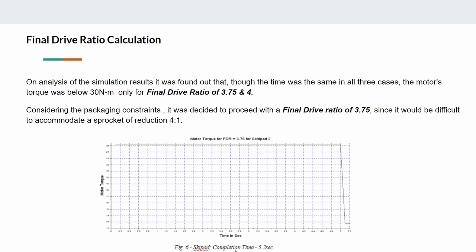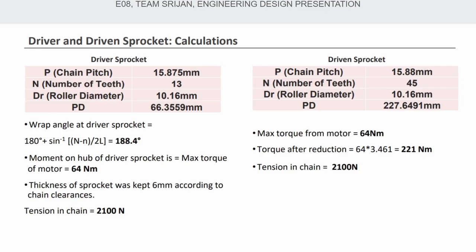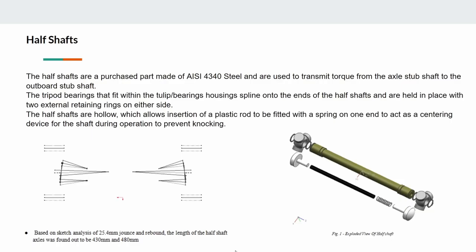So considering the packing constraint, we decided that we would go with a final drive ratio of 3.75, as it would be very difficult to accommodate a sprocket with the reduction of 4:1. And hence, the number of teeth on the driver sprocket and the driven sprocket were fixed at 13 and 45 respectively. The tension in the chain was coming out to be 2100 newtons. Now, we will come on to the design of the half shafts.